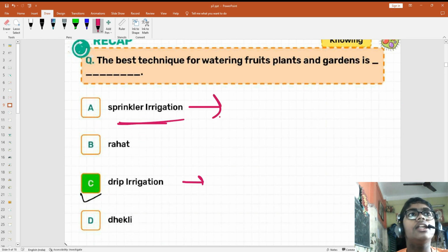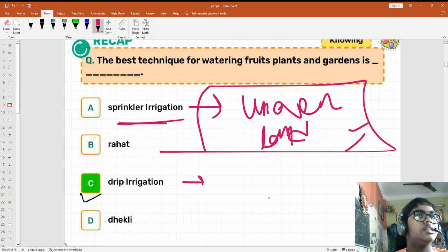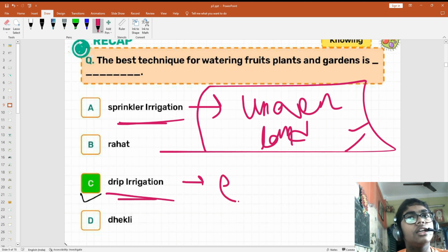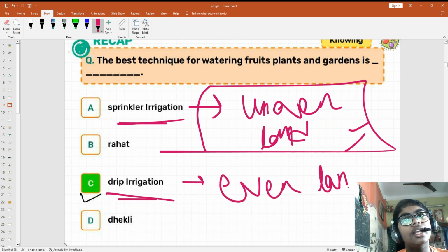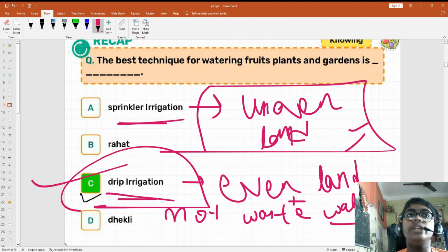This is used where there is uneven land, like orchards you are having. That time you are using this. But taking fruit gardens and all those things, plus we have not to waste water. Because it takes a specified, little amount of water, we should not waste water. That's why we are using drip irrigation there.